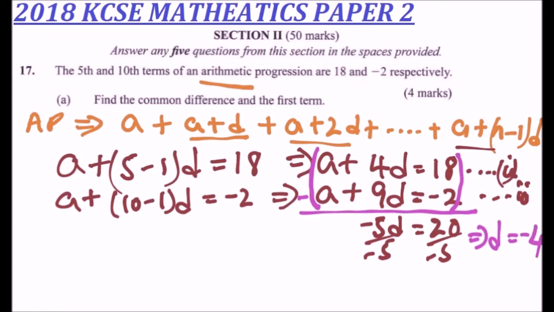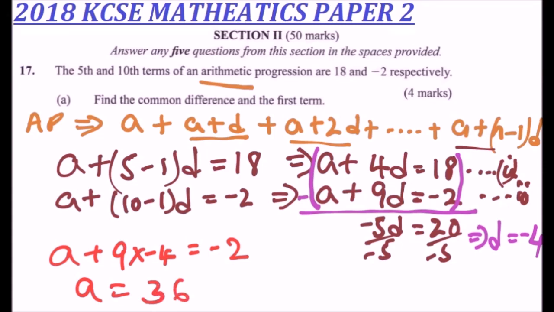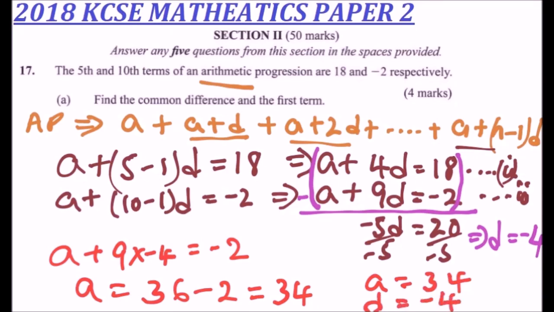So once we have d equal to minus 4, you can use either equation 1 or 2 to find your a. So let's use equation 2. So we say a plus 9 multiplied by minus 4 equals minus 2. So 9 times minus 4 gives you minus 36. Take it to the other side, the sign will change, and a equals 36 minus 2, which is 34. Our a is equal to 34, our d is equal to minus 4, and with that you earn yourself 4 marks.